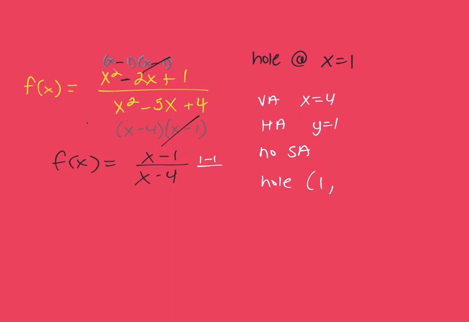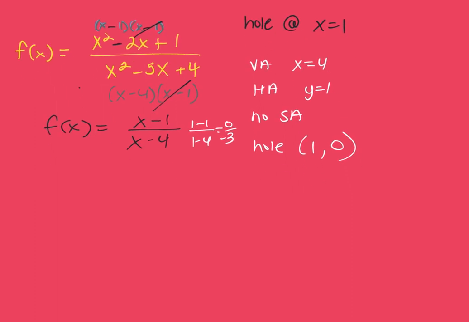My hole is at 1, and then I plug it in. 1 minus 1 over 1 minus 4, 0 over negative 3. So (1, 0) is my hole, which means the x-intercept is going to be over top of it, but it's fine. Now when I graph what's left, I want to find the x-intercepts, which set this equal to 0, and I get (1, 0). That's why this is weird, but that's fine. And then y-intercept, I plug 0 in and get negative 1 over negative 4, so it's (0, 1/4).